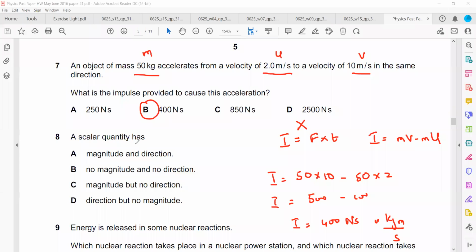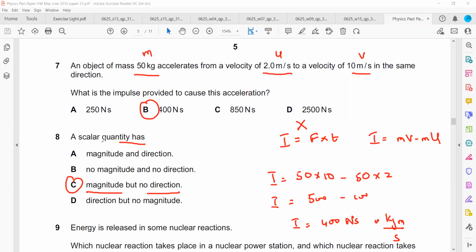A scalar quantity, what is the definition of a scalar quantity? It has magnitude. Magnitude means number. It has a unit, but there is no direction. All physical quantities have magnitude, whether it is a scalar or a vector, so a scalar has a magnitude, but it does not have any direction. So it will be C.